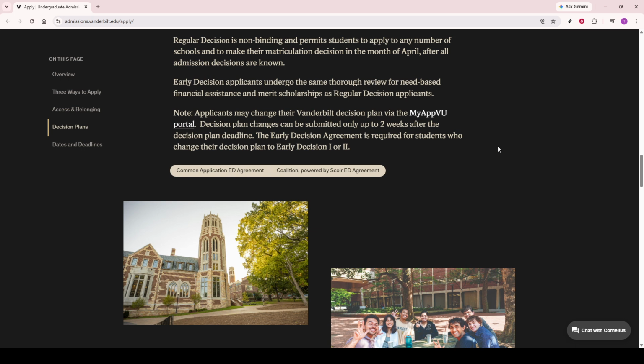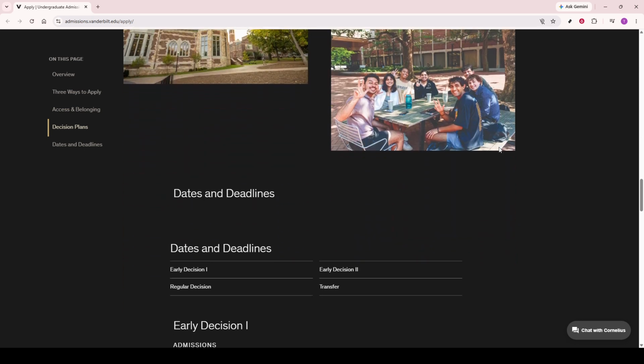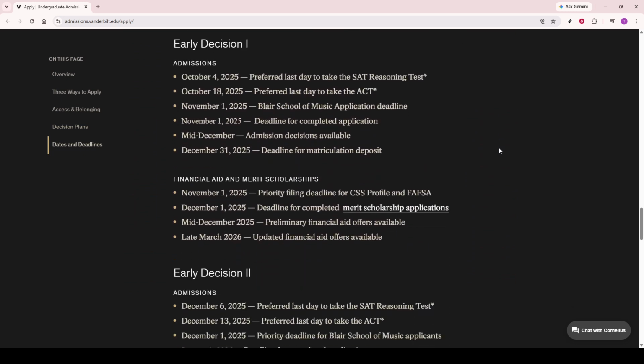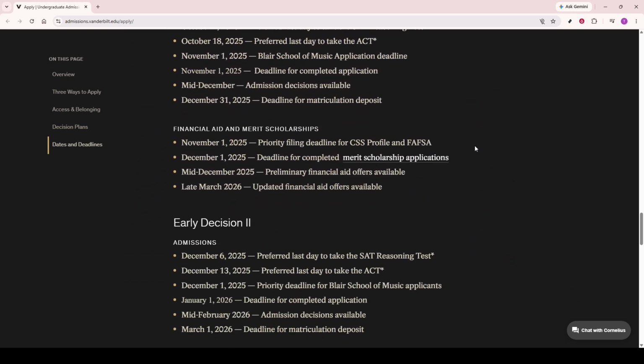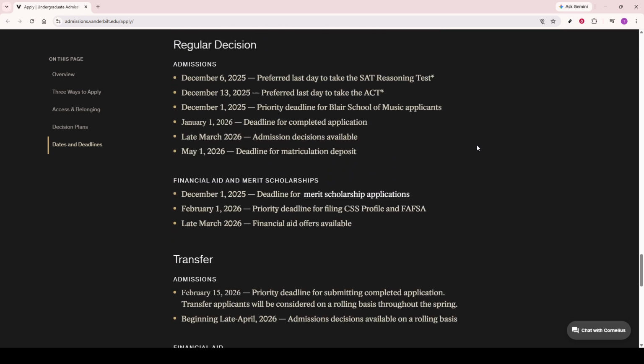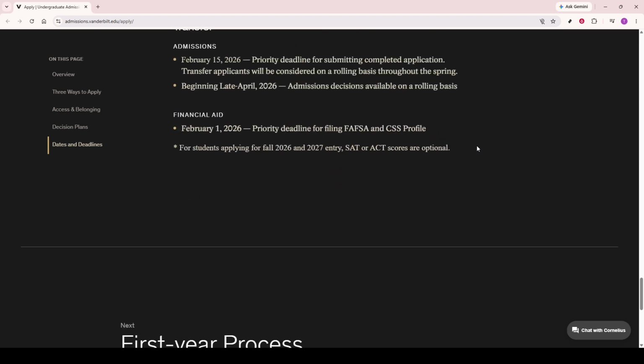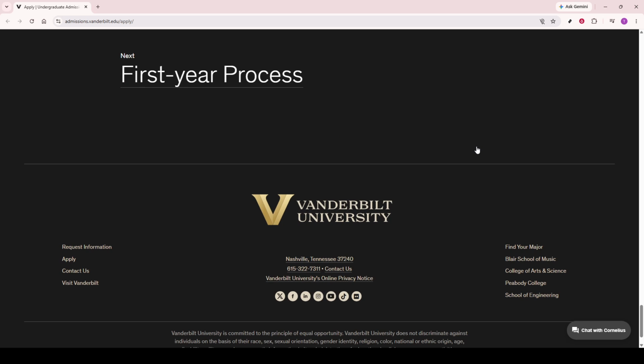Once that's clear, begin preparing your required materials. You'll need your official high school transcript and school report, and these should reflect a strong and rigorous course selection. You'll also need 3 letters of recommendation, 1 from your school counselor and 2 from teachers in core academic subjects. It's a good idea to request these early so your recommenders have enough time to write thoughtful letters.